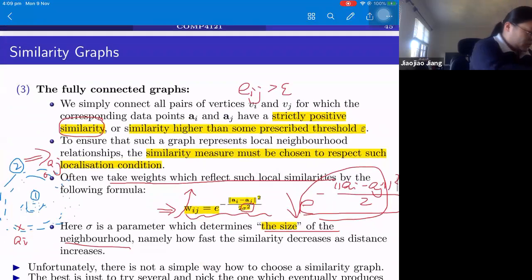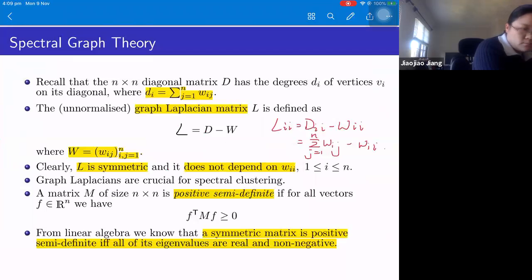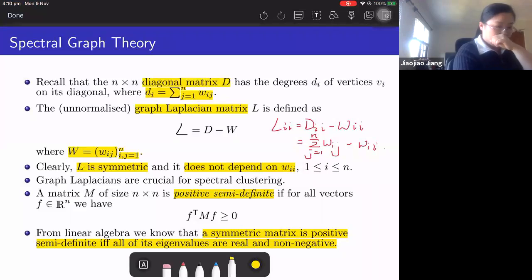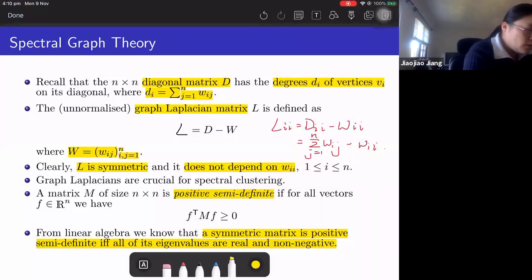Now let's move on to talk about spectral graph theory. We have given a definition about the diagonal matrix D before. So diagonal matrix D is based on the degree of each vertex on graph G. And we give another definition here, which is called a graph Laplacian matrix L. So L is defined as matrix D minus matrix W. D, as we know, is a diagonal matrix, the degree matrix, and W is the weight of each edge on graph G.